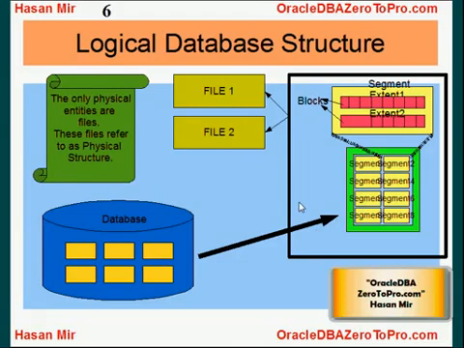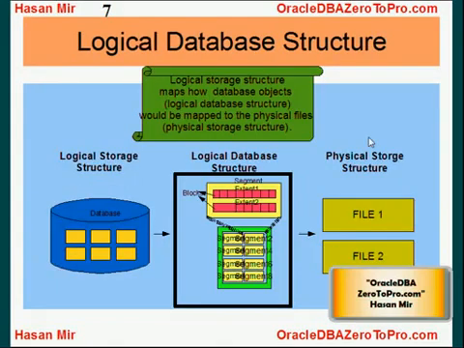Okay, now this is a very important picture here, because this will drive the point home. The only physical entities are files, and these files are referred to as physical structure, which we will talk about later. That physical structure does not only include database files, it also includes some other log files, etc. But the point here is everything eventually ends up in a file. So how these database objects like tables, views, indexes, etc. will end up in files, this question will be addressed by the storage structure. Storage structure is basically a mapping between physical structure, which are files, and the database structure, which are objects.